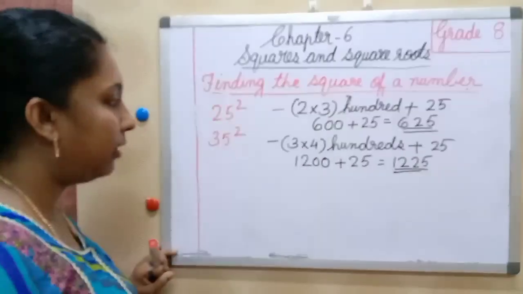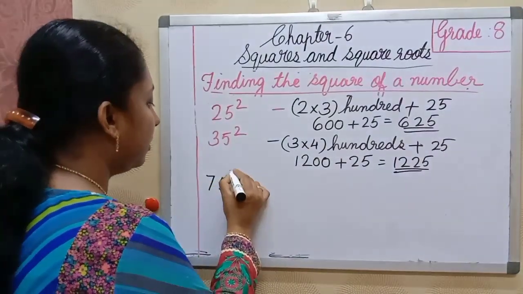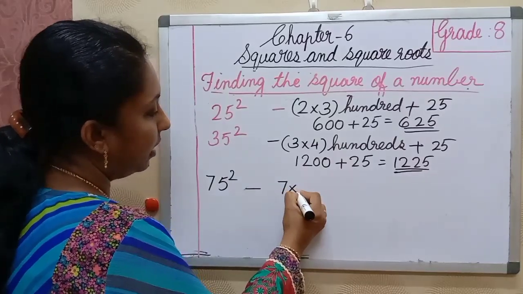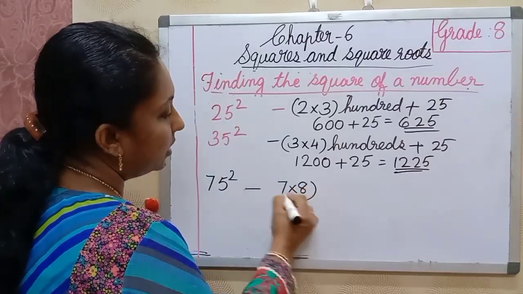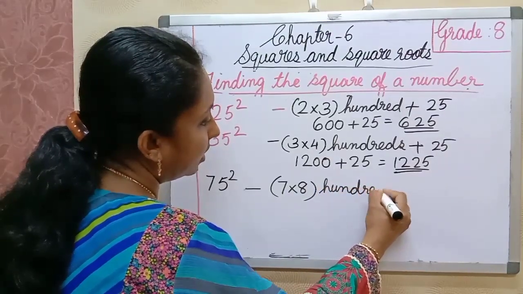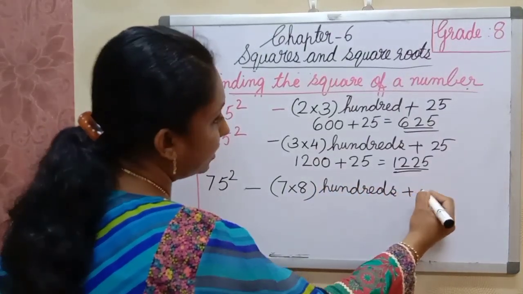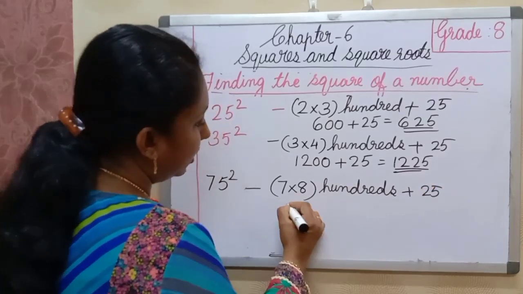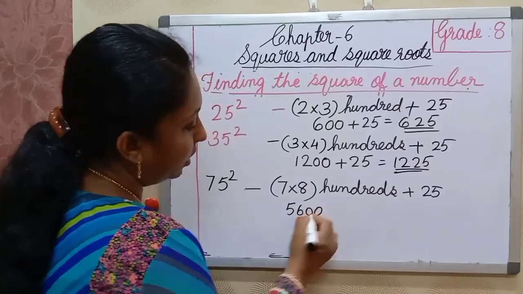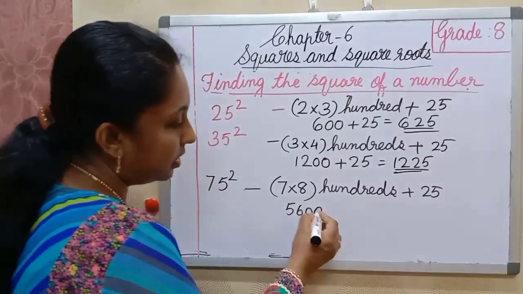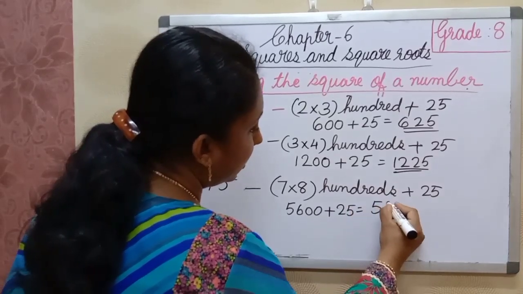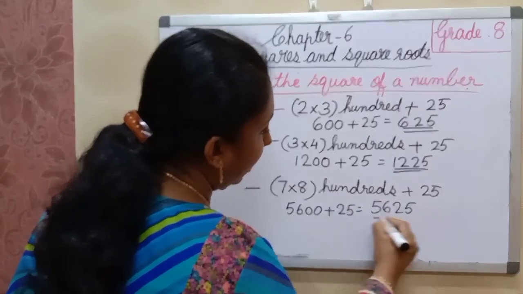Next one, 75 square. Same method we can use. First digit is 7, next consecutive digit is 8. 7 into 8 hundreds plus 25. It is 7 into 8, 56, into 100, 5600 plus 25. That is 5625.